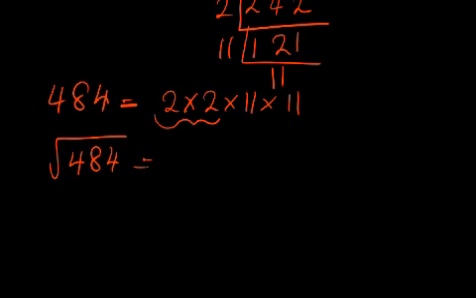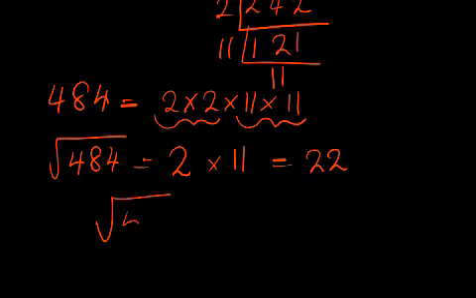Here you can see a pair of 2's. So when you take the square root, just take only one number from that pair of 2's. Again, a pair of 11's here, you can take only one 11. So 2 into 11, 22. So the square root of 484 is equal to 22. Okay, is the method clear? I will show another example.